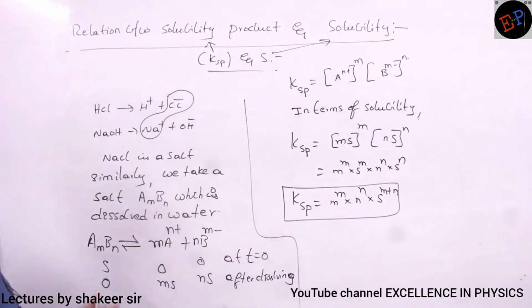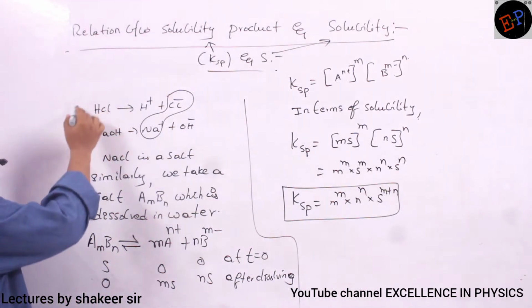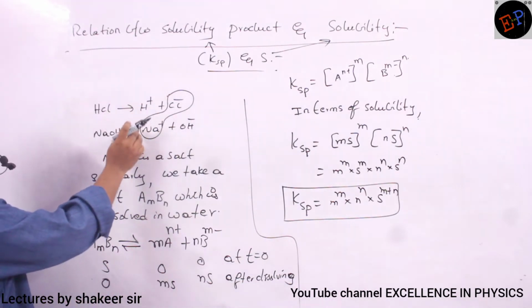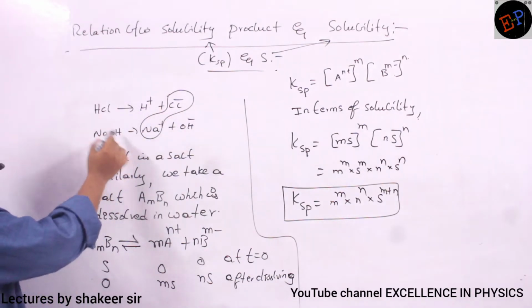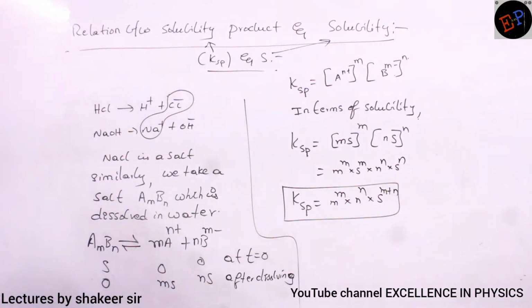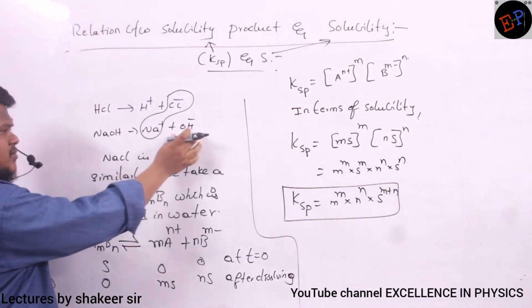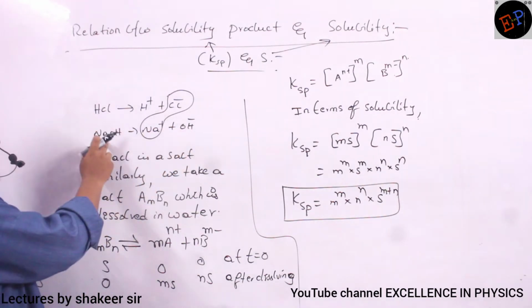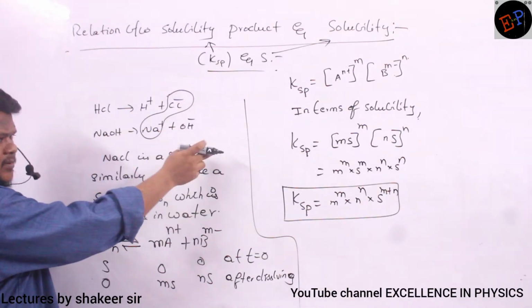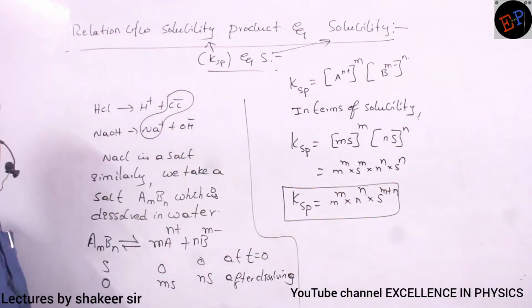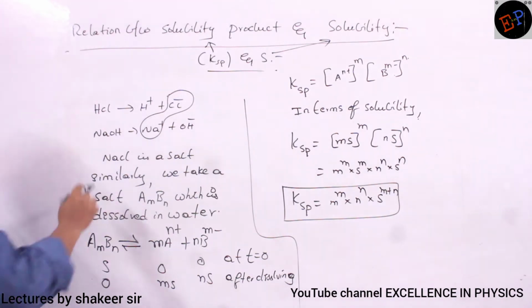Now see here. This is a strong acid, HCl. It can dissociate into H plus and Cl minus. Similarly, NaOH is a strong base. It can dissociate into Na plus and OH minus. So when these two are added with each other, H plus and OH minus combine to form water, and Na plus and Cl minus combine to become salt. This is what is happening. So NaCl is a salt.